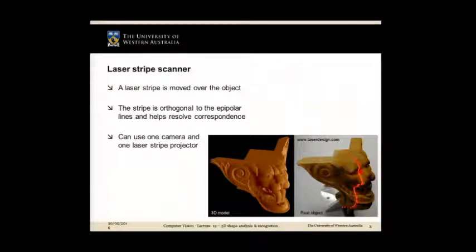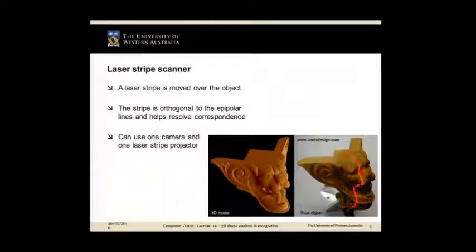And if you remember from that lecture, we have a correspondence problem. If a line is projected perpendicular to an epipolar line, it will intersect with the epipolar line, and that gives us a solution to the correspondence problem. Then there is triangulation: we have one camera and one projector that form a triangle, and that helps us capture this surface.